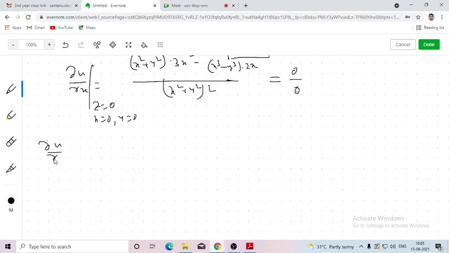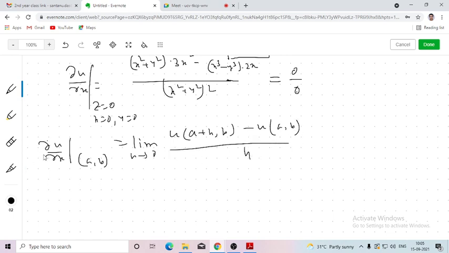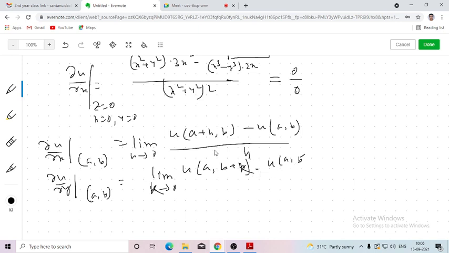So what is the definition? You know that del u del x at a given point (a, b) is defined as limit h tends to 0 of u(a plus h, b) minus u(a, b) by h. That means since we are doing the derivative with respect to x partially, the y coordinate will be kept fixed at b and the x coordinate will be changed from a to a plus h. Similarly, del u del y at (a, b) will be limit k tends to 0 of u(a, b plus k) minus u(a, b) by k. Sorry, instead of h I write k here. Can you remember these definitions? Yes, sir.